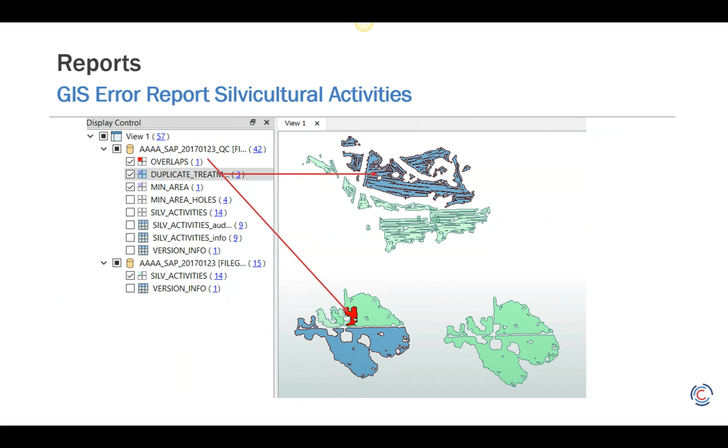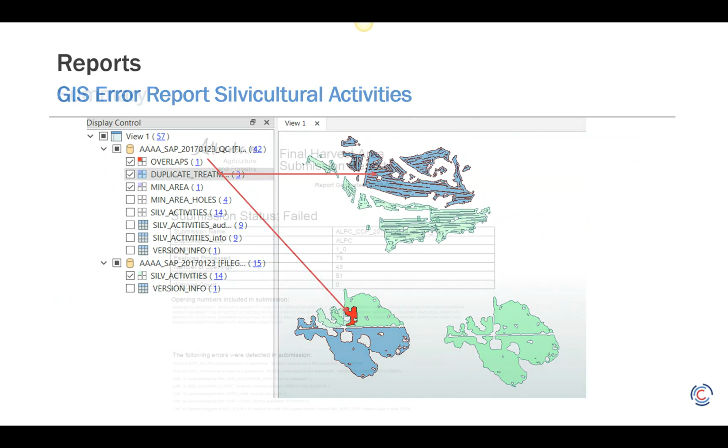This gives an actual spatial object showing the types of errors. There's a layer for overlapping objects, a layer for duplicate treatment areas, and different layers showing the different kinds of areas that got tested.